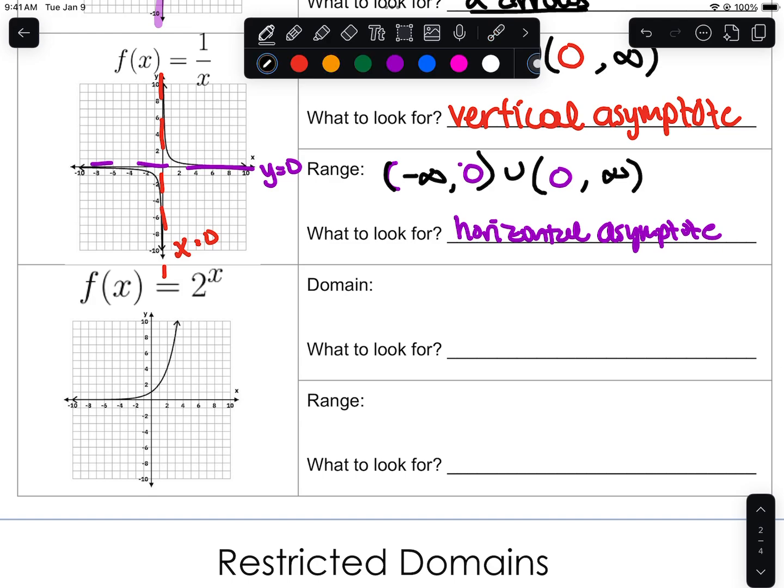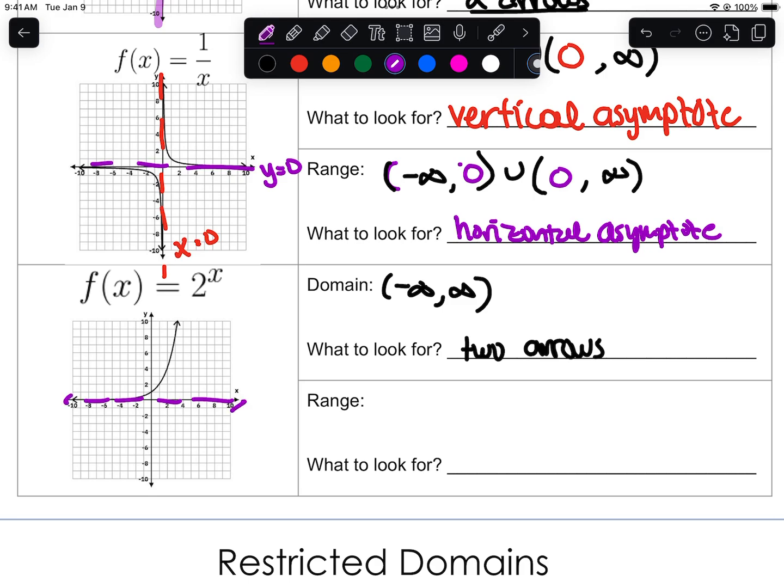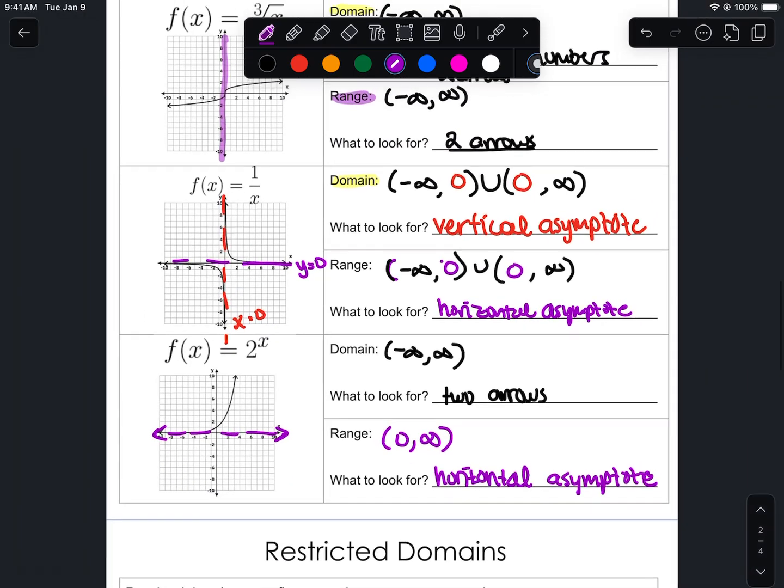When we get to our exponential functions, domain is all real numbers. You should remember this from Algebra 1. We've got two arrows going on, but we do have a horizontal asymptote. So it's very crucial that you pay attention. There's a lowest point, and it's not actually hitting it. We have a horizontal asymptote at y equals 0. So these are the functions we have so far. We're going to learn two more before the end of the year. It's just all these things you have to keep in mind when we're doing domain and range.